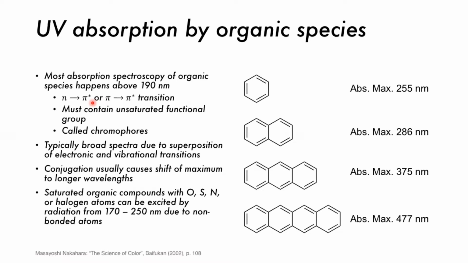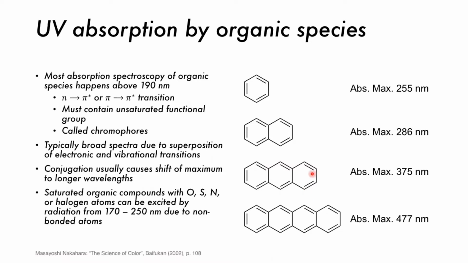Longer wavelengths are going to be lower in energy. Shorter wavelengths are higher in energy. Remember, this is all related back to Planck's relationship that we talked about before. Saturated organic compounds with oxygens, sulfurs, nitrogens, or halogen atoms can be excited by radiation from 170 to 250 nanometers due to non-bonded atoms. So we can see here the absorption maxima, 255 nanometers for the benzene, and you can see that shifts to longer wavelengths as we increase the number of rings here.